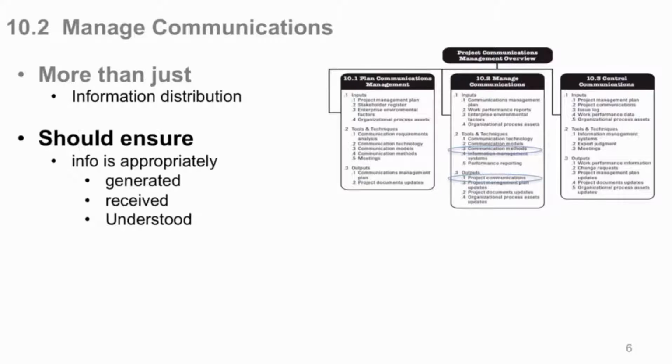So we're executing the plan and actually creating now the communications. So it's more than just information. Whatever it is, it should ensure that the information is appropriately generated, created in some format that's acceptable to the stakeholders, that it's received by the stakeholder properly, and that you get a response from them. Yes, that looks good, or whatever it may be, but you've got to make sure that what you sent actually was received, and is there feedback from that? So that's the basic thing.